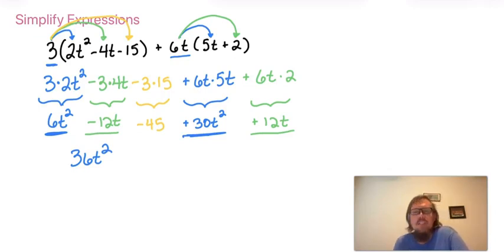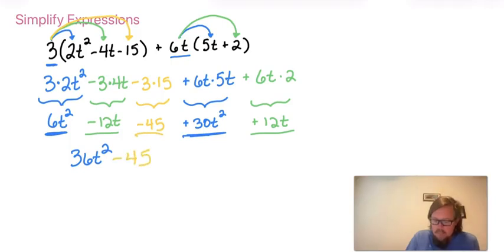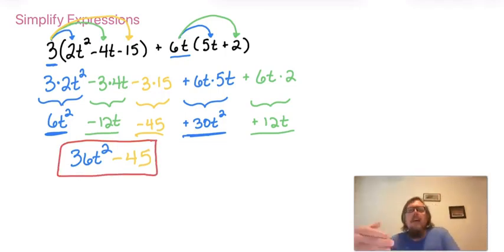I mean, you can write plus 0t, but you don't need to. It's just gone. And then finally, we have a minus 45, and so this is our simplified answer. We have multiplied our monomials times our polynomials, and then we've combined all of our like terms. So this is the simplified answer, 36t squared minus 45. So in this problem, we had a monomial times a polynomial in two different spots. And then after we did our distributive property, we combined our like terms to get our final answer.